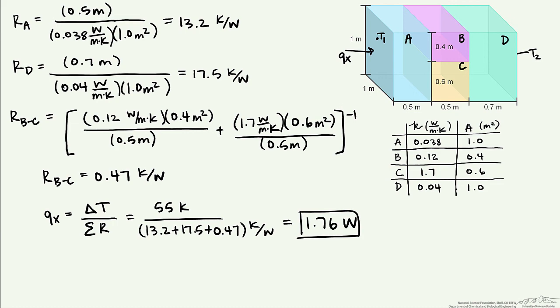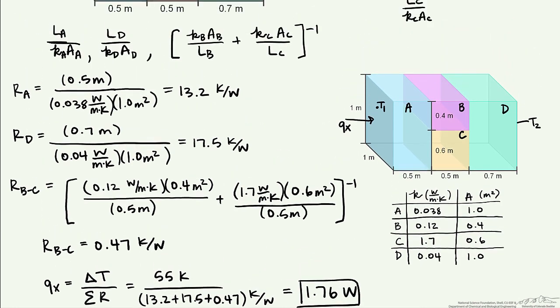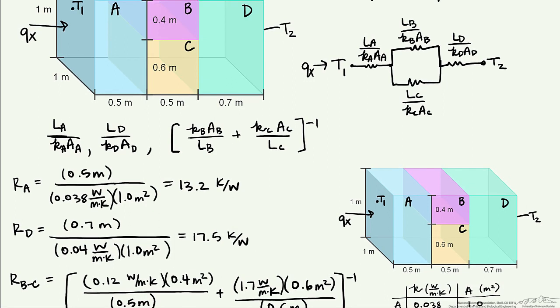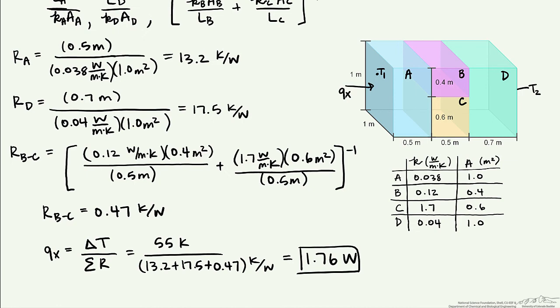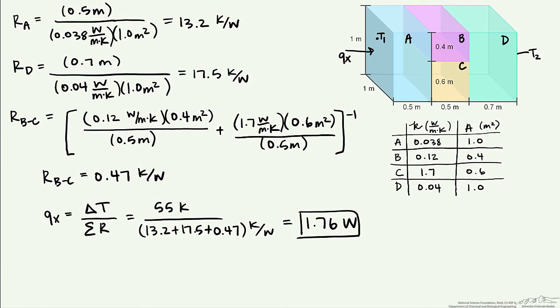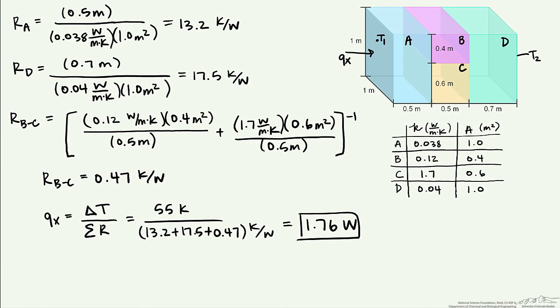So if you notice here, instead of us being able to use our standard thermal circuit where we just sum up all of the resistances, because of the split in this wall right here, we're going to have to create an equivalent resistance for those two parts of the wall and find our heat transfer rate using that.